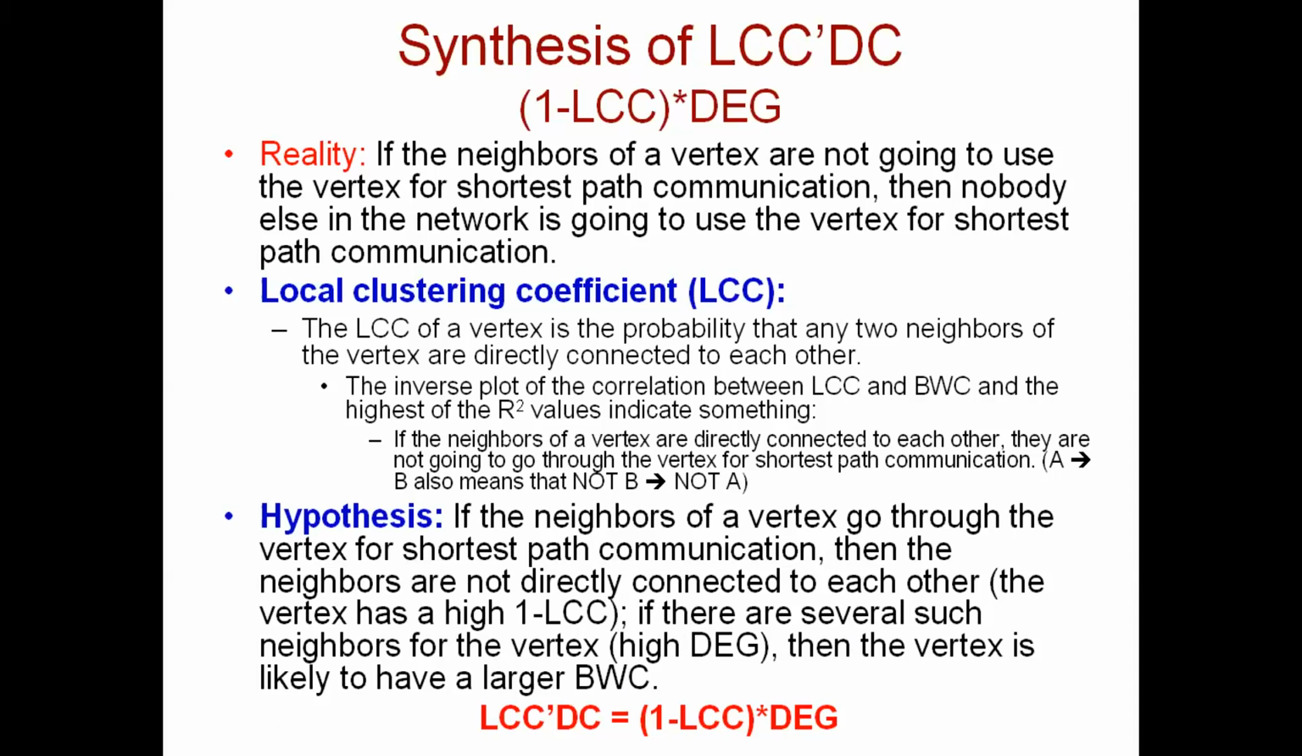As I said, if several neighbors go through a vertex, then the rest of the nodes in the network also go through the vertex.